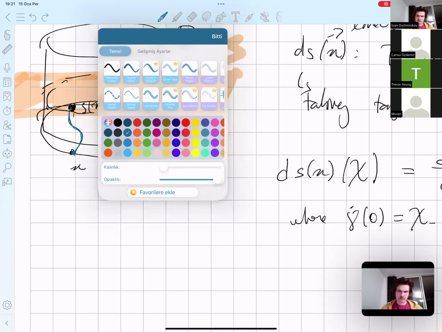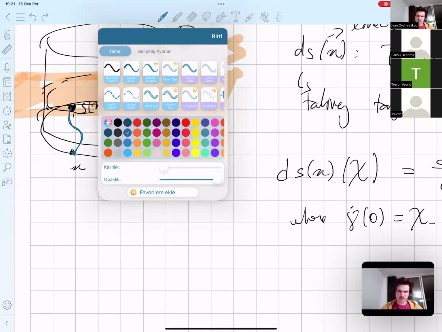Now the problem here is, one second, I deleted way too many things. The problem here is this is not very well defined because the path is not going to stay on one fiber. It might not stay on the same fiber all the time. It might go between the fibers. So you cannot just write this.